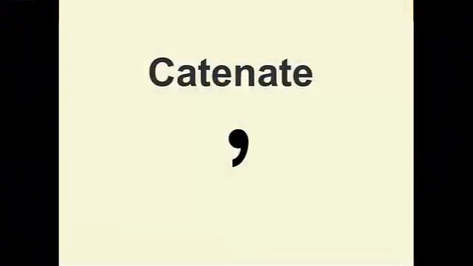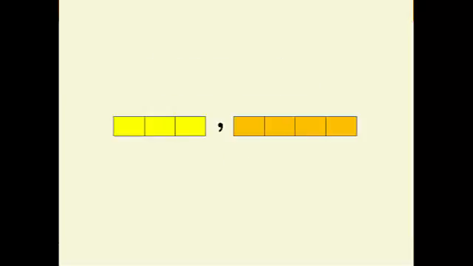This video will show you how to use the catenate function in APL. Catenate is one of the first primitive functions introduced in the language. The catenate function is represented by the character comma. The purpose of this function is to combine two arrays into a single one.